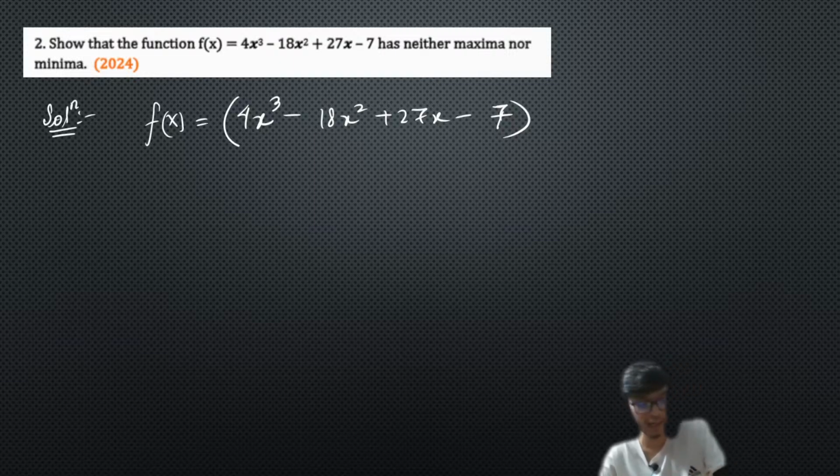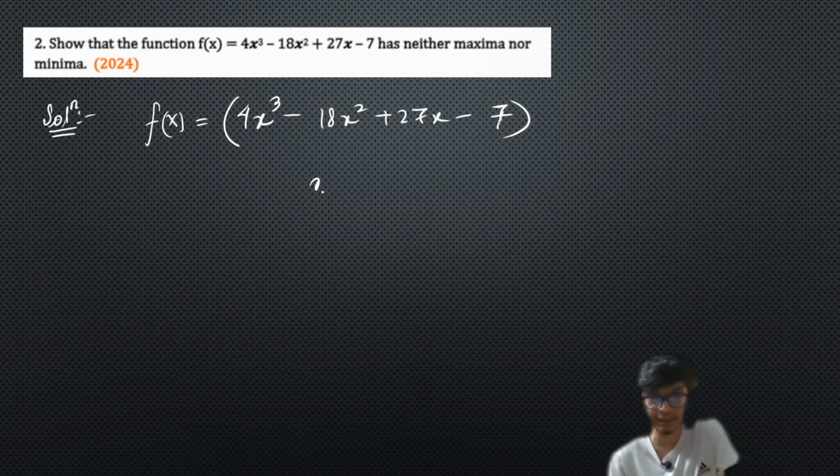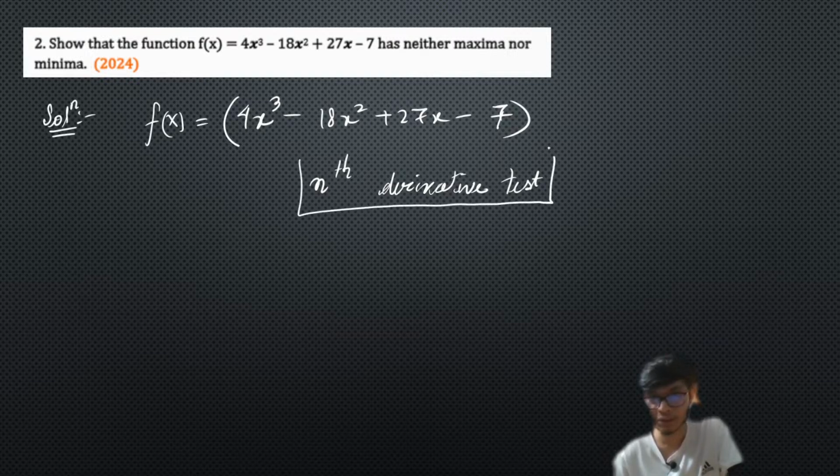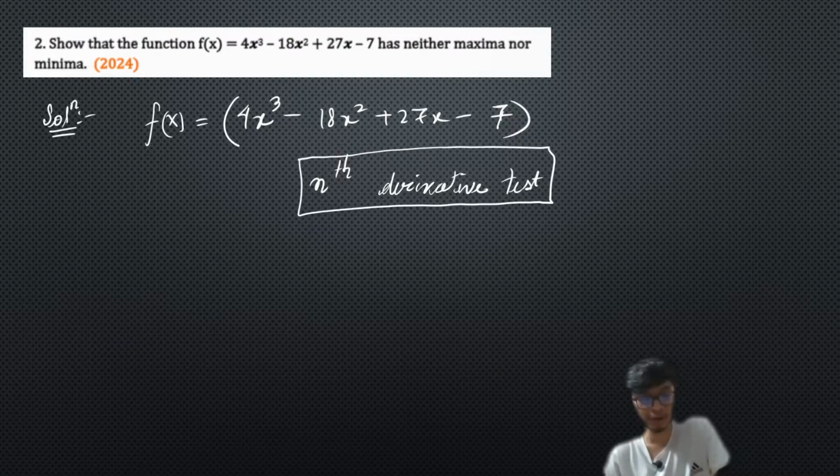So how do we analyze a function which has neither maxima nor minima? If you look at the nth derivative test, let us try to recall it. In the chapter of maxima and minima, we have a topic where we do the first derivative test. In the first derivative test, we differentiate the function and figure out the increasing and decreasing nature of the function. At the value of x where the function changes the nature of its sign, that is called a critical point.